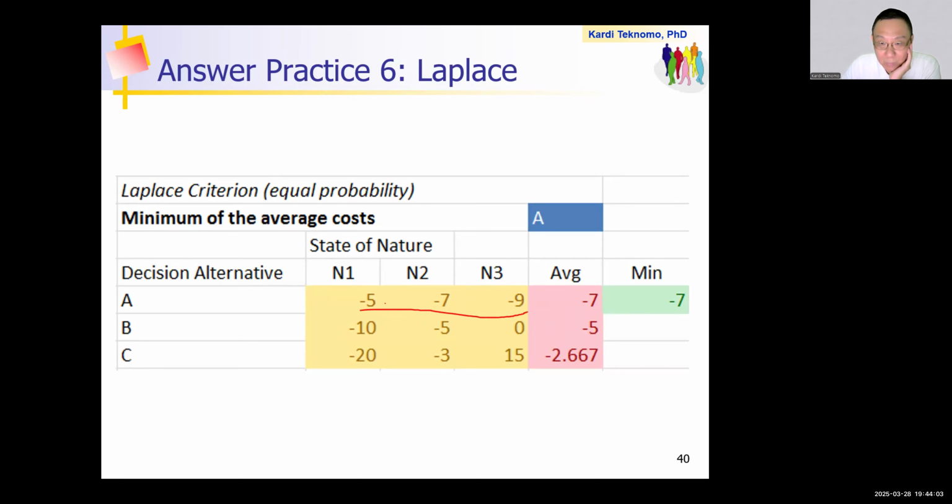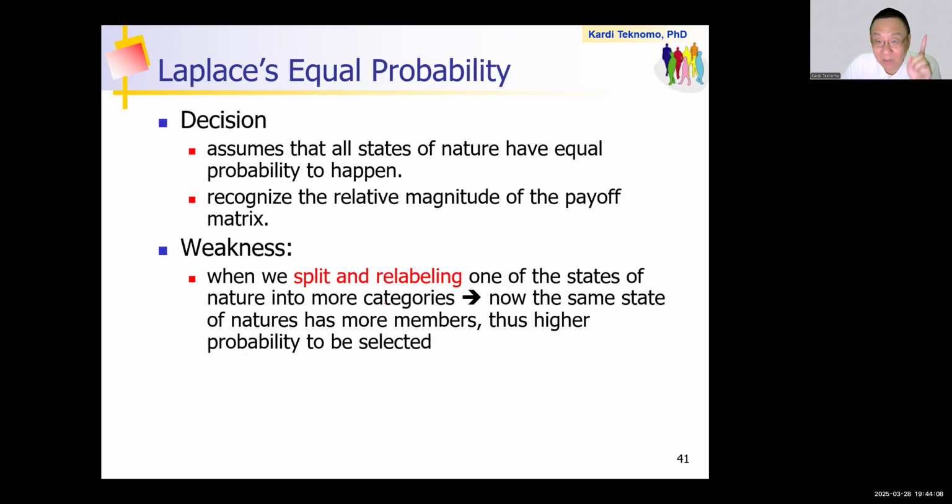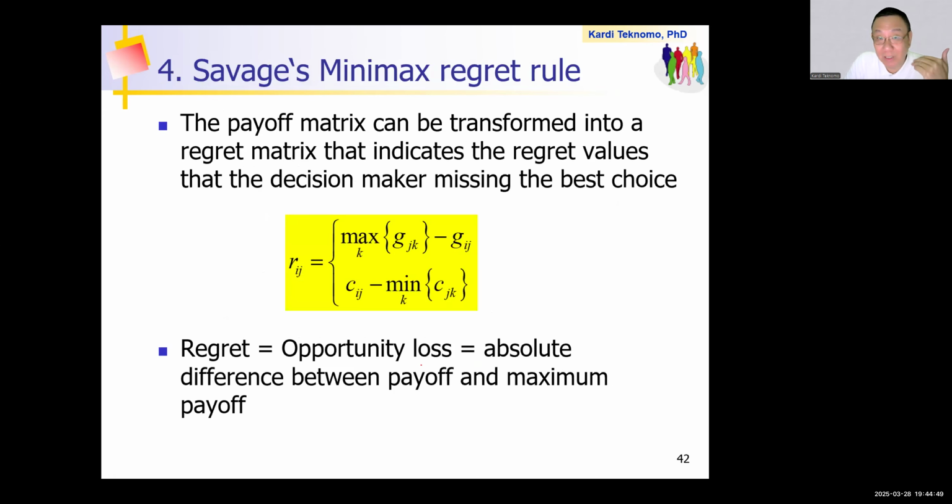But be careful about the state of nature. Because you assume equal probability, don't split the state of nature. It must be mutually exclusive and exhaustive. If you split and relabel the state of nature into more categories, then they are no longer equal probability. This is the problem. If you are cheating in the number of states of nature, then you will have trouble deciding the actual probability here.